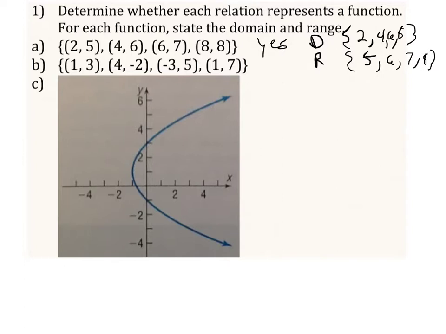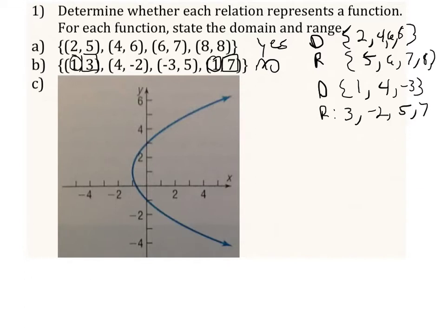Then for B, we look and we see that 1 happens twice, and it has different y values each time. So we'd say no, not a function. It still technically has a domain and range, I suppose. So 1, 4, and -3. Don't need to write 1 again. And its range would be 3, -2, 5, and 7. Okay? And then C here.